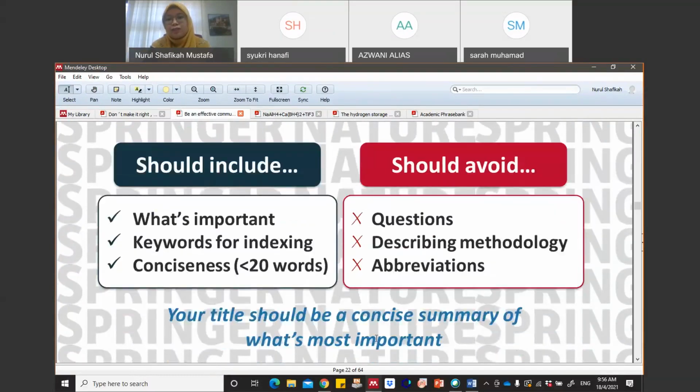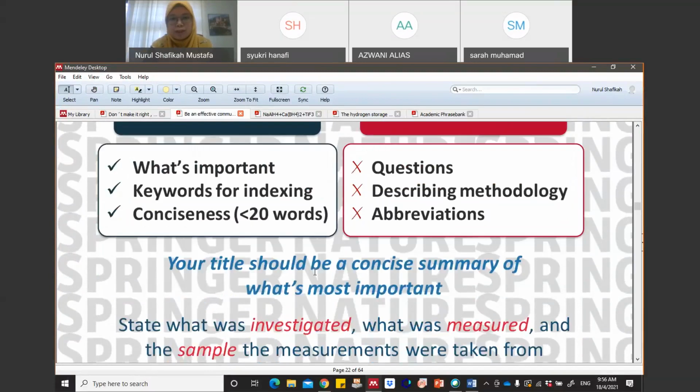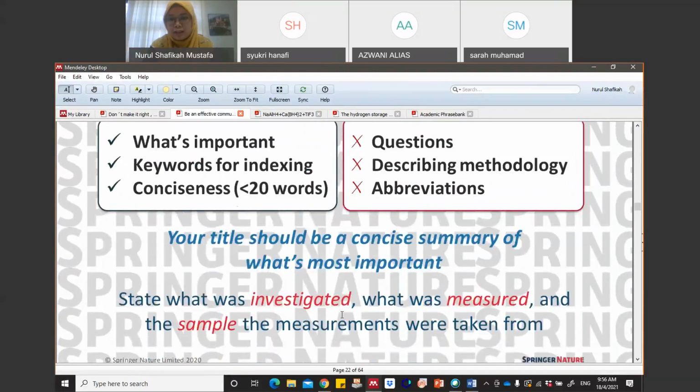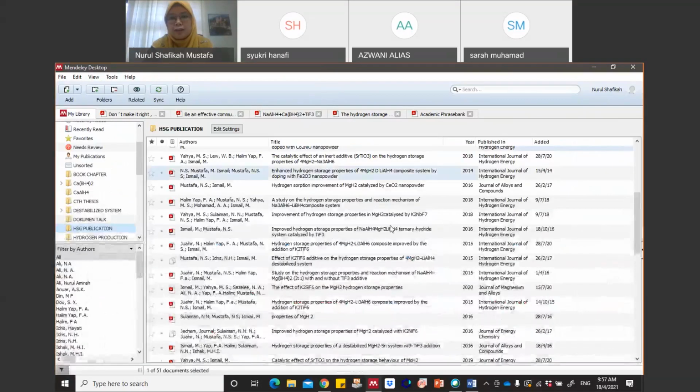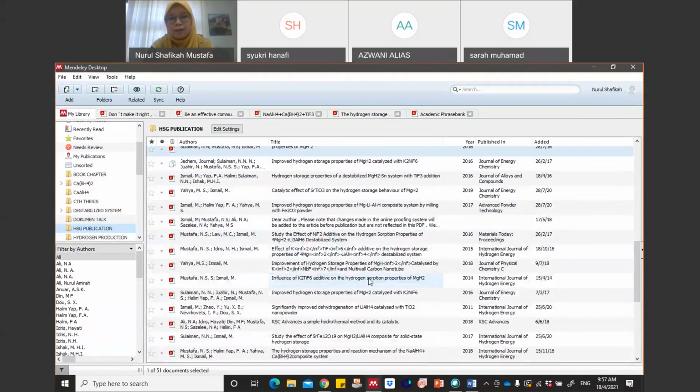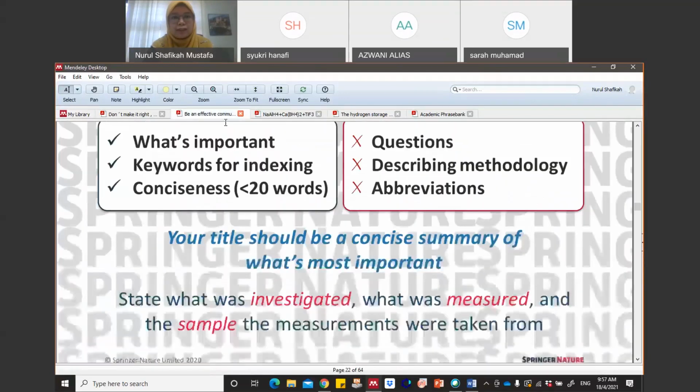So your title should be a concise summary of what's most important. State what was investigated, what was measured, and the sample the measurements were taken from. Okay, ni is apa yang you nak investigate, apa yang nak measure, dan sample yang you guna. This is the example yang saya tunjuk tadi untuk our field. So we investigate this material, addition with what material to improve our performance, macam tu. So this is what you should have in your title.